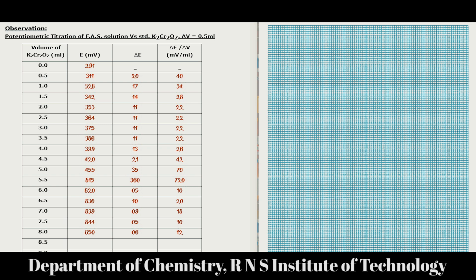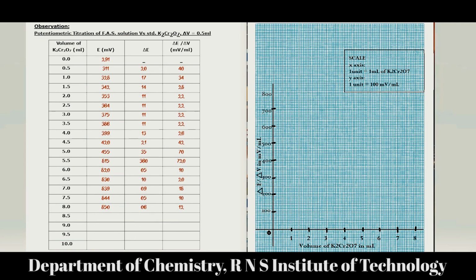Now delta E divided by delta V, where delta V is 0.5 ml. So delta E is 20 divided by 0.5 ml, that will be equal to 40. 17 divided by 0.5 ml, that will be 34. Likewise, take all the readings.